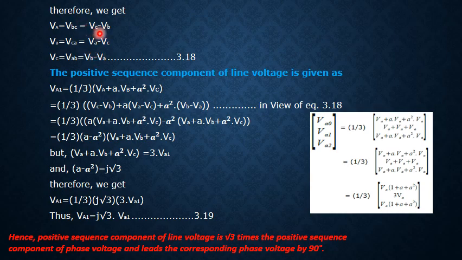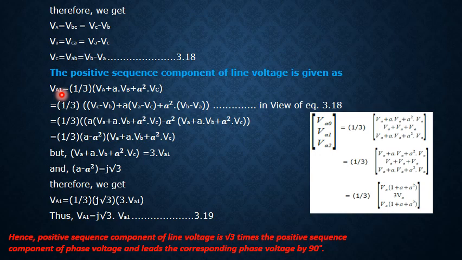After that, let us find the sequence component line voltage. As we know, the sequence component voltage is given by the formula which we studied in our previous session. So the positive sequence component line voltage is given by what?